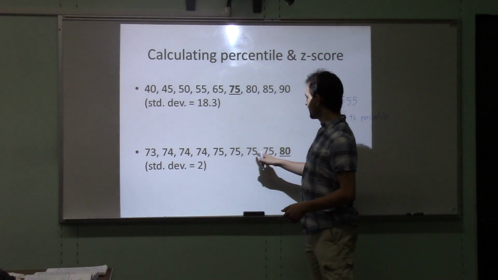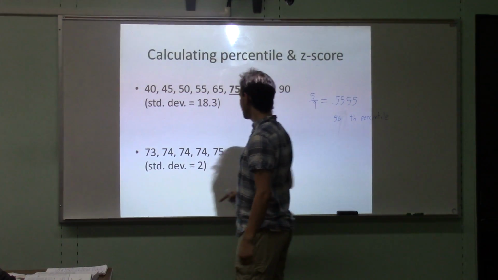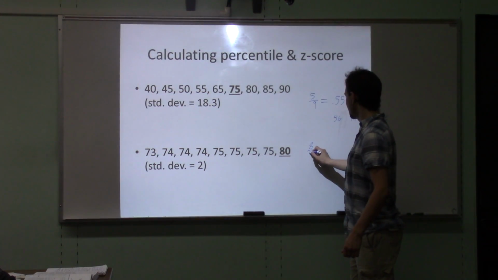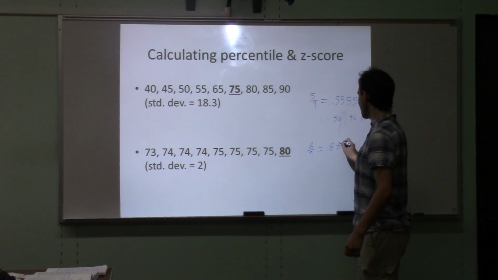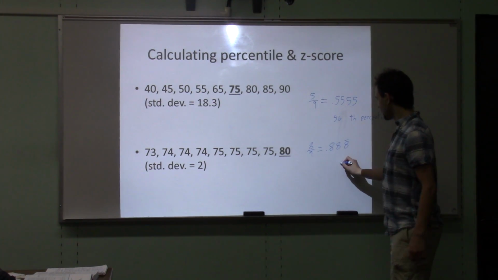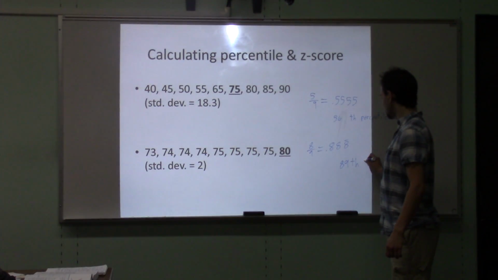Over here, this is higher than 1, 2, 3, 4, 5, 6, 7, 8 out of 9. 8 out of 9 is 0.888. So that would be the 89th percentile.